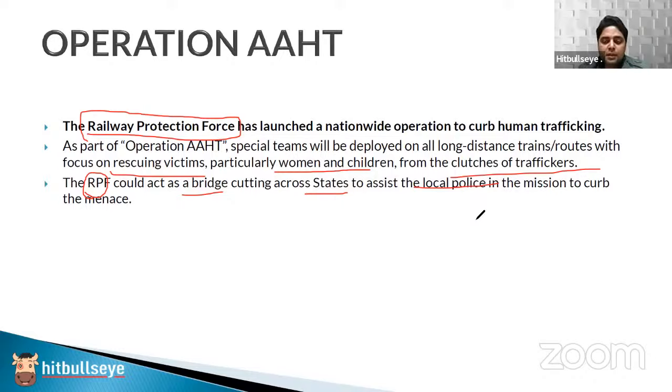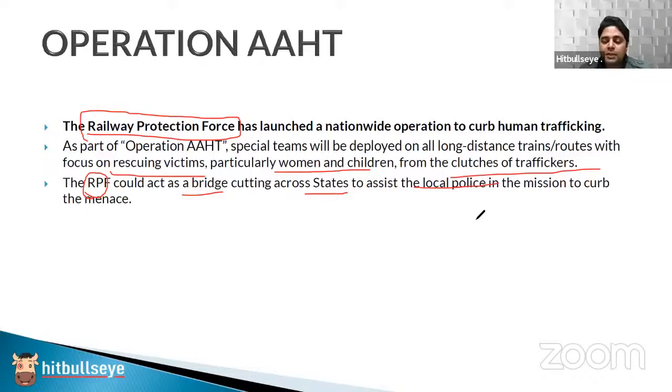So if a train is moving interstate from one state to another, it is easy for the traffickers to evade the eyes of law. But the Railway Protection Force does not have that shortcoming. A Railway Protection Force personnel can travel anywhere within India in trains, and if any crime is happening anywhere in India on any train, then it is under the jurisdiction of the Railway Protection Force.